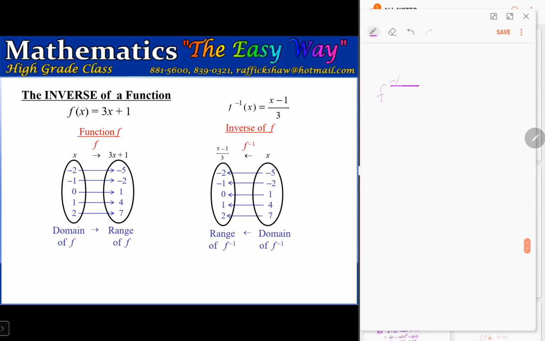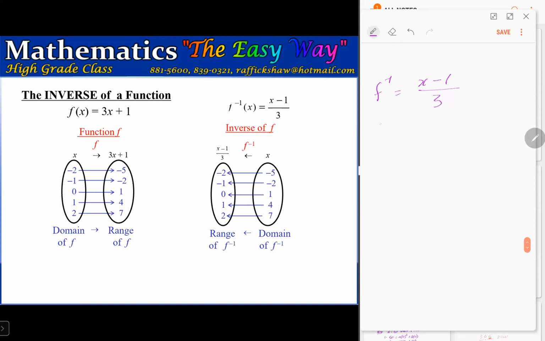f to the minus 1 equals x minus 1 over 3. We calculate that as our inverse function. This inverse function is going to map the values that were the range back to the values that were the domain. So let's look at it.